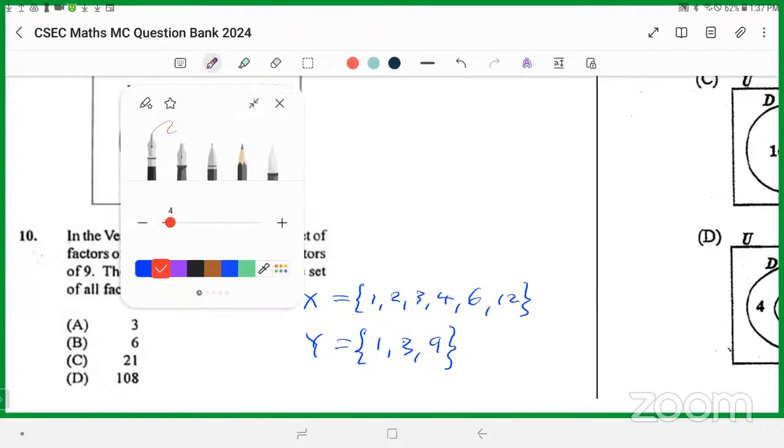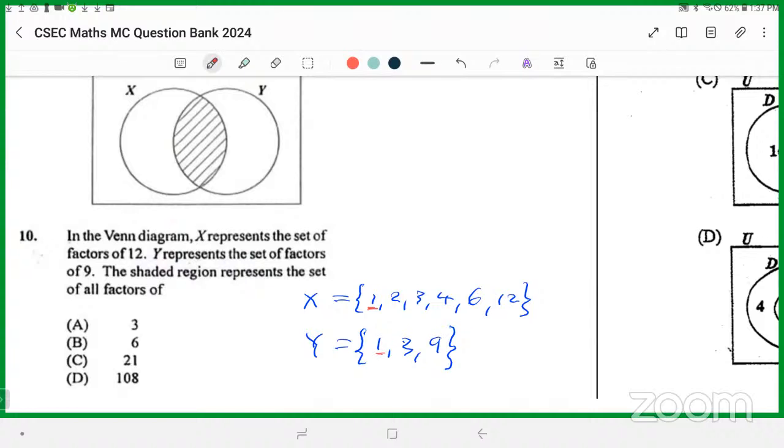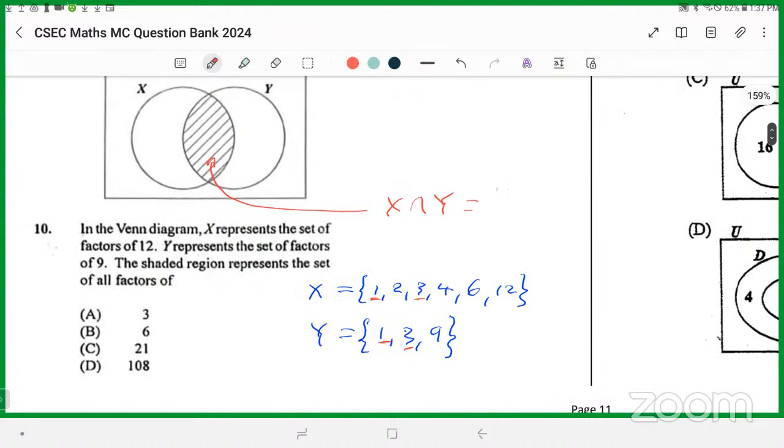We're looking for the intersection. Here represents the intersection, right? Here represents X intersect Y. So it's 1, 3. 1 and 3 alone are in the intersection. So the intersection has the elements 1 and 3.